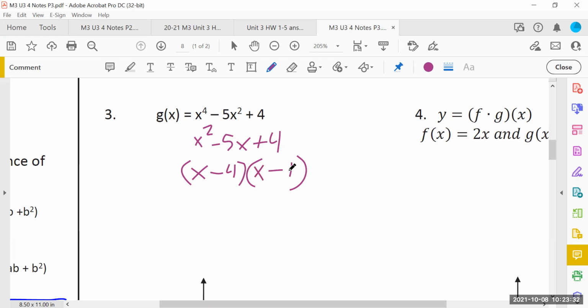The trick here is that I have extra x's, but it is as simple as making this an x squared and an x squared. Let's check that. Is x squared times x squared x to the 4th? Mm-hmm. And then when I multiply it out, I get a negative 1x squared, a negative 4x squared. Does that give me the negative 5x squared that I need in the middle? And then the negative 4 and negative 1 still get me the positive 4.